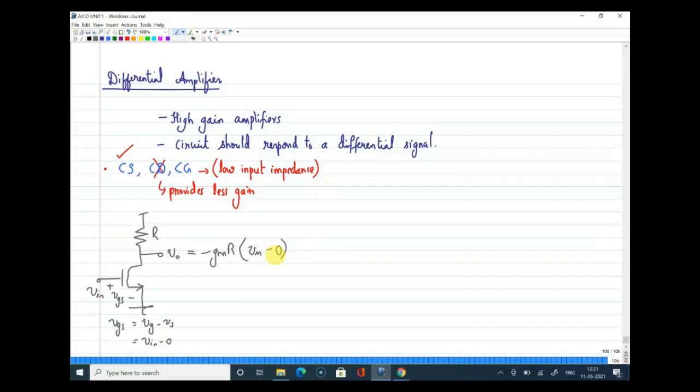So why am I writing in this fashion? Because this node will provide an output voltage, and that output voltage is basically the difference between the gate and source terminal. So the output of the CS amplifier is minus gm R into the difference between the voltages connected to the gate and source terminals. All right. So let me look at the same circuit this way. Say this is V in 1 and this is V in 2. What is V out?